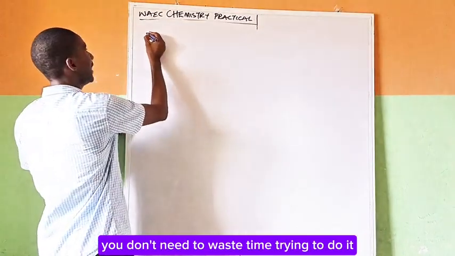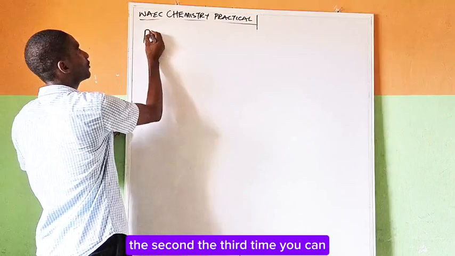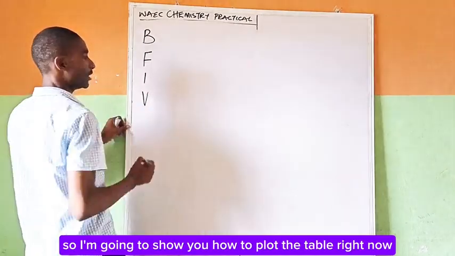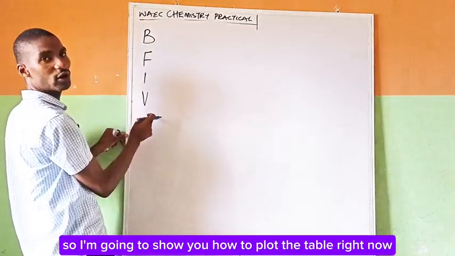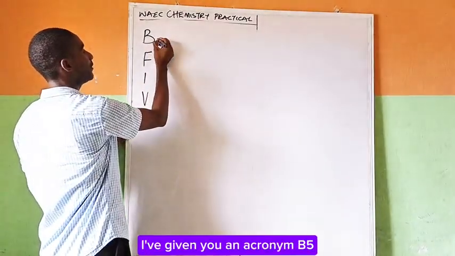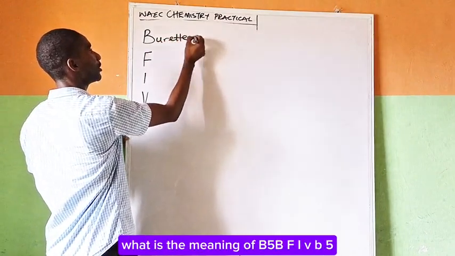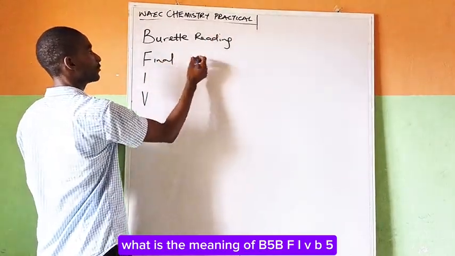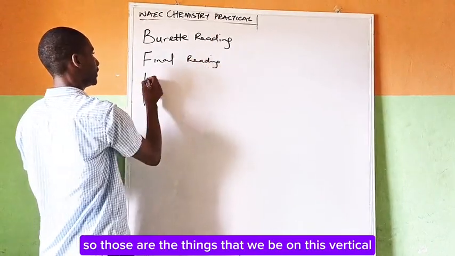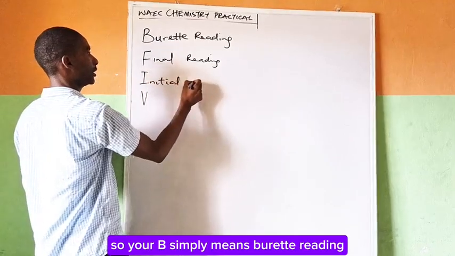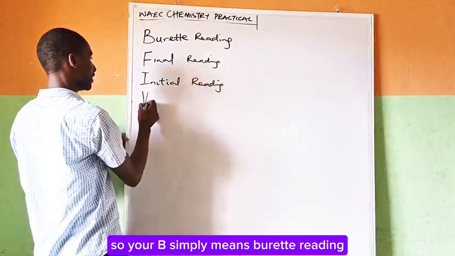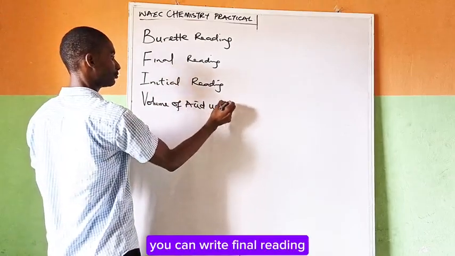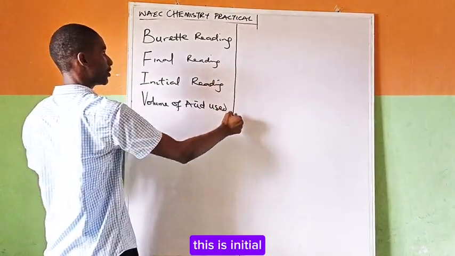Now, the first thing you do, I've given you an acronym, B5. What is the meaning of B5? B, F, I, V. Those are the things that will be on this vertical. So your B simply means burette reading. Then this is final, you can write final reading. This is initial reading. Then this is volume of acid used. So you draw the table.